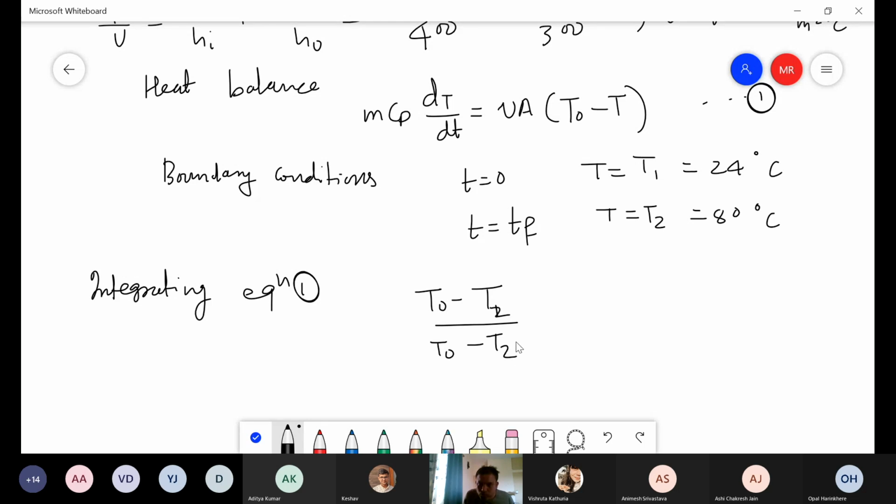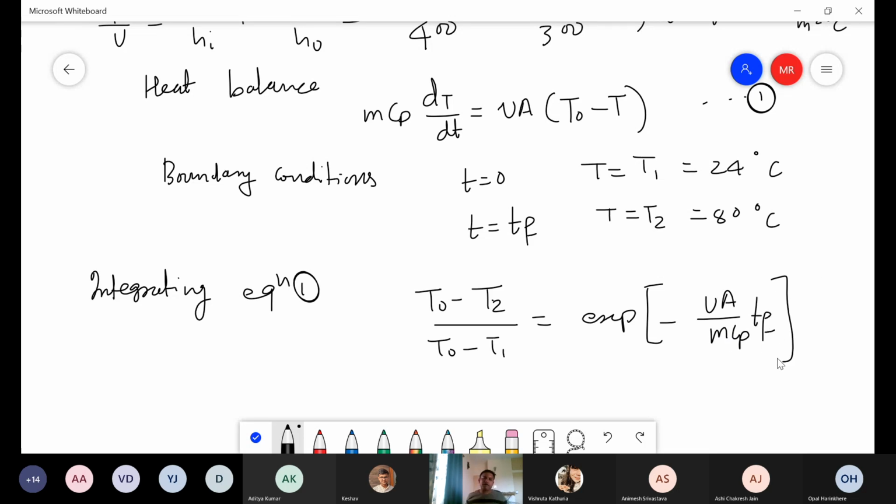sorry, this should be I think 2. Okay, I'll just correct it. So what you are expected to get is this. Check whether this equation is correct or not. After integrating equation number 1, this is what you are expected to get. Is it correct? Yes, sir.